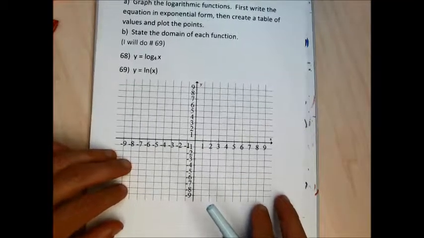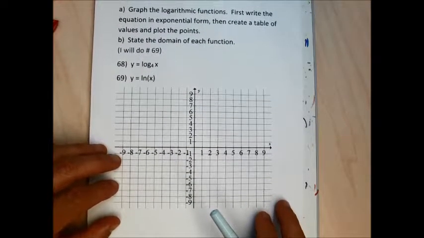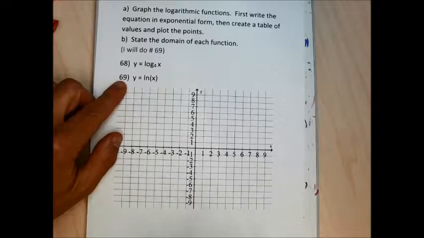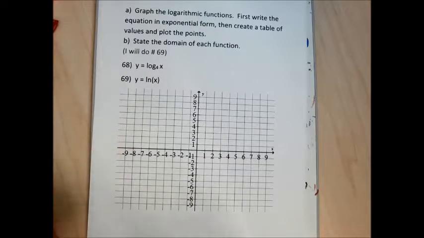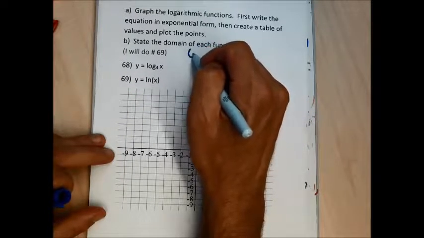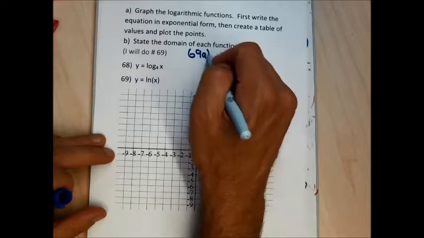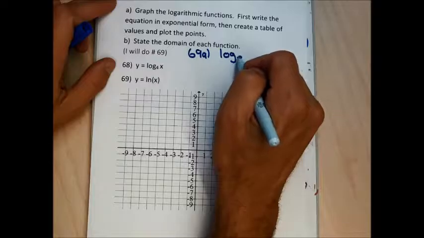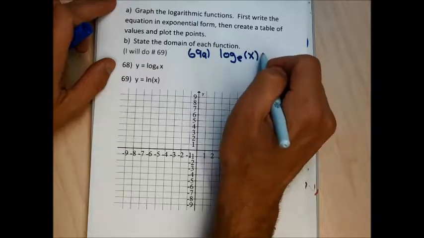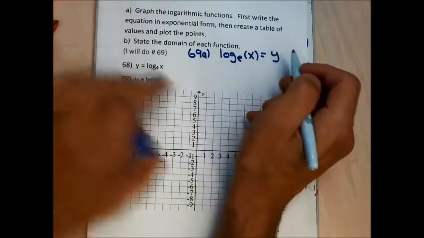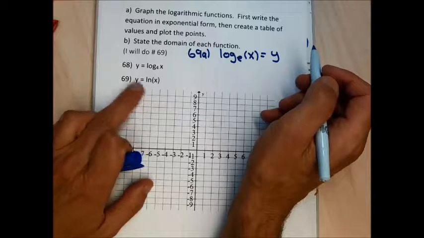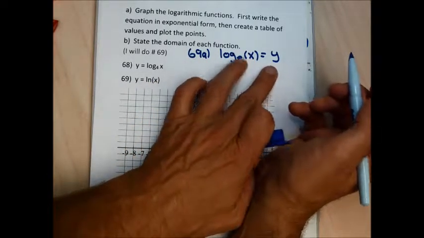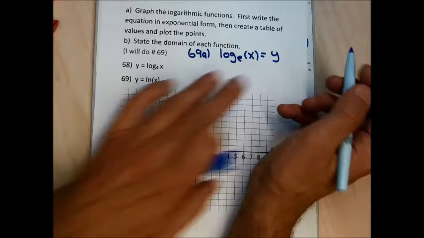On the next page, I'm going to do problem 69 because it's a little bit messier. So to graph problem 69, what I'm going to do is rewrite problem 69 to handle problem 69a. To sketch a graph, I'm going to write this function so it's not in shorthand form. I'm going to write it as log base e of x equal to y, or y equal to log base e of x. It kind of doesn't matter which side I have the y on.